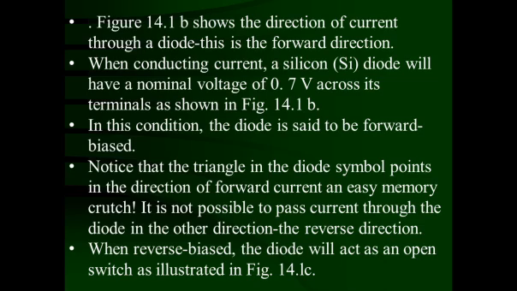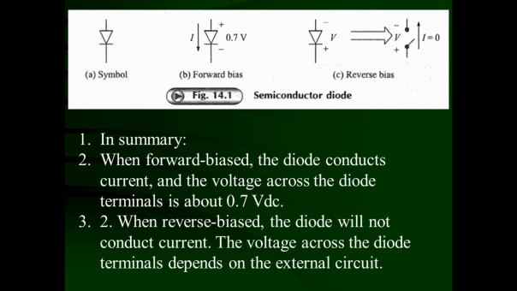When conducting current, a silicon diode will have a nominal voltage of 0.7 volt across its terminals, as shown in figure 14.1b. In this condition, the diode is said to be forward biased. Notice that the triangle in the diode symbol points in the direction of forward current, an easy memory crutch. It is not possible to pass current through the diode in the other direction. The reverse direction: when reverse biased, the diode will act as an open switch, as illustrated in figure 14.1c.